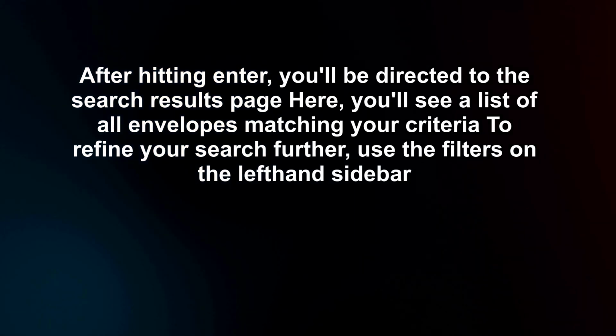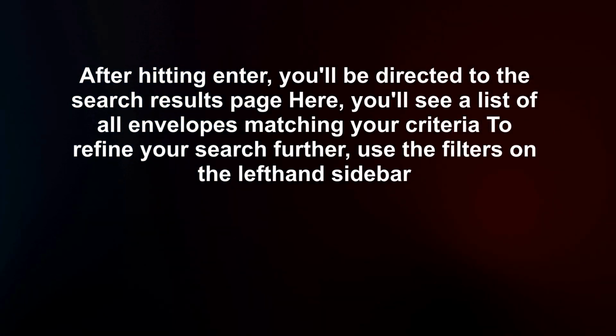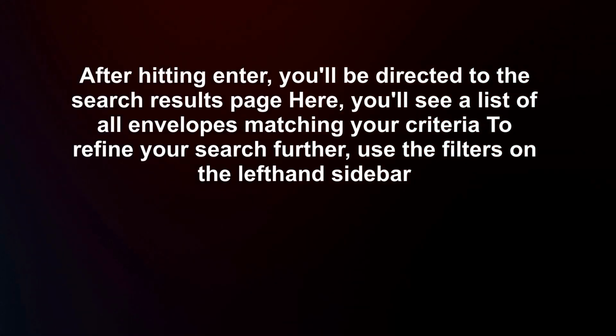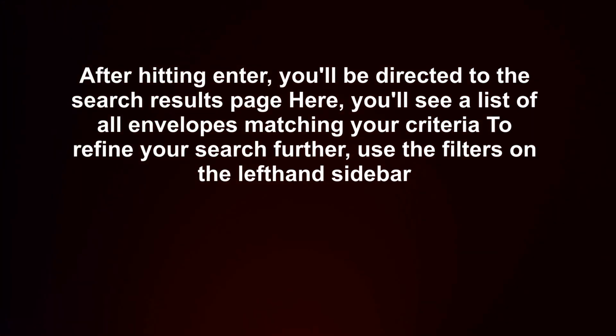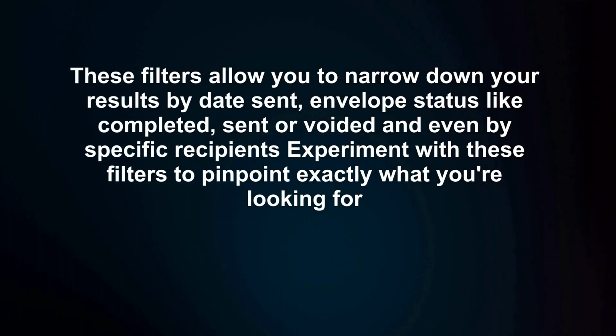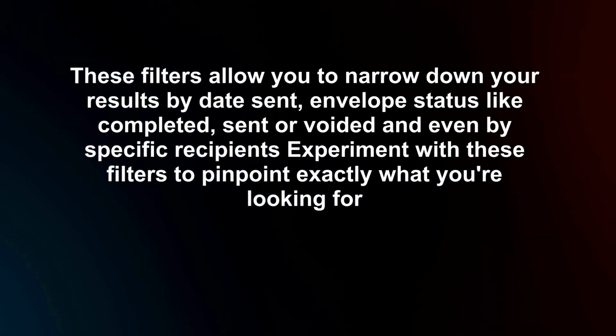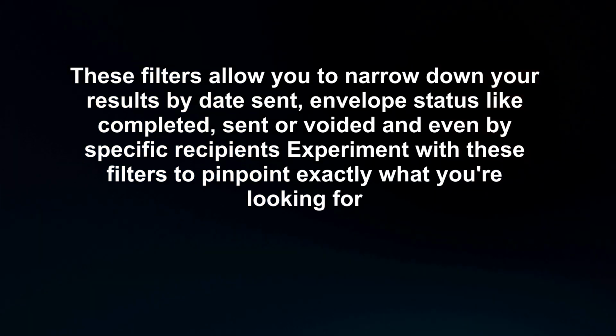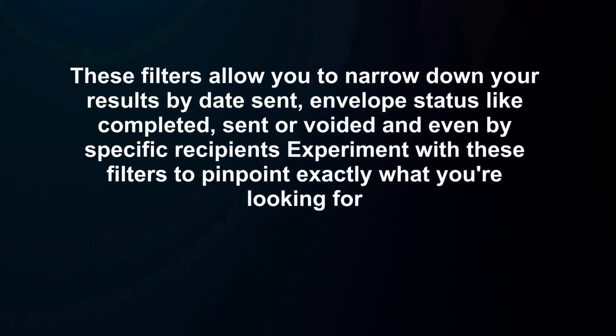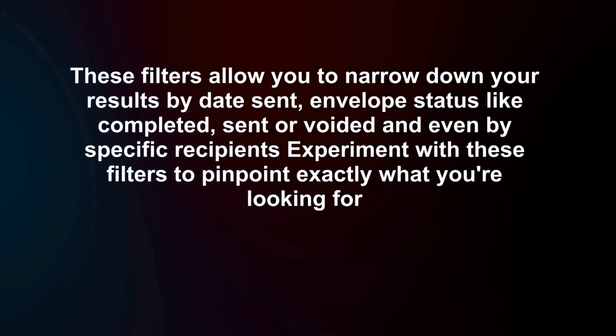Here, you'll see a list of all envelopes matching your criteria. To refine your search further, use the filters on the left-hand sidebar. These filters allow you to narrow down your results by date sent, envelope status like completed, sent or voided, and even by specific recipients. Experiment with these filters to pinpoint exactly what you're looking for.